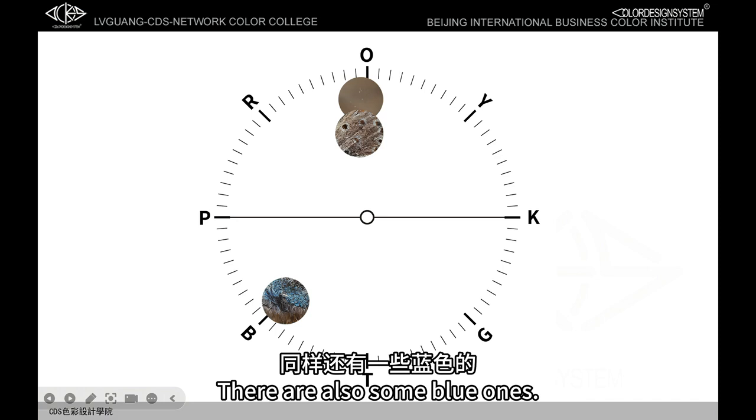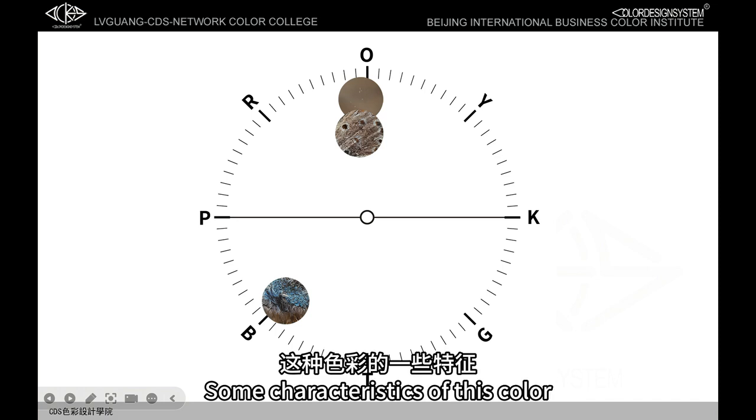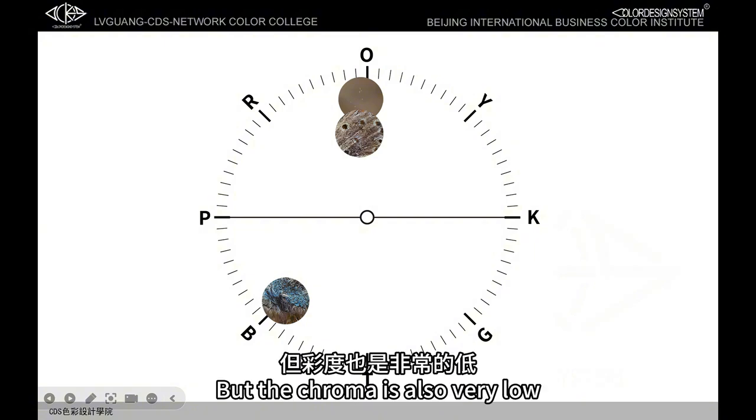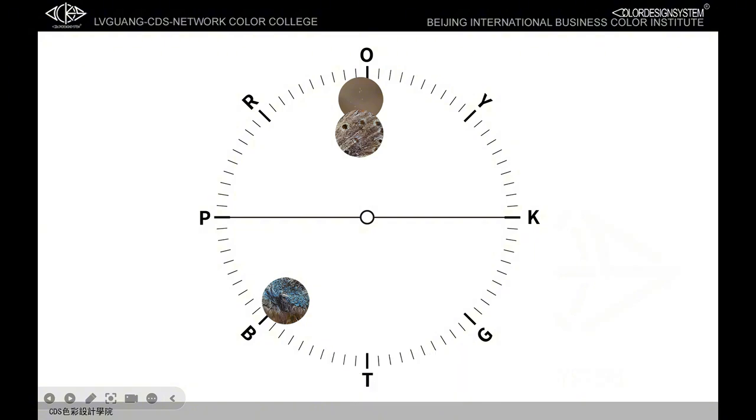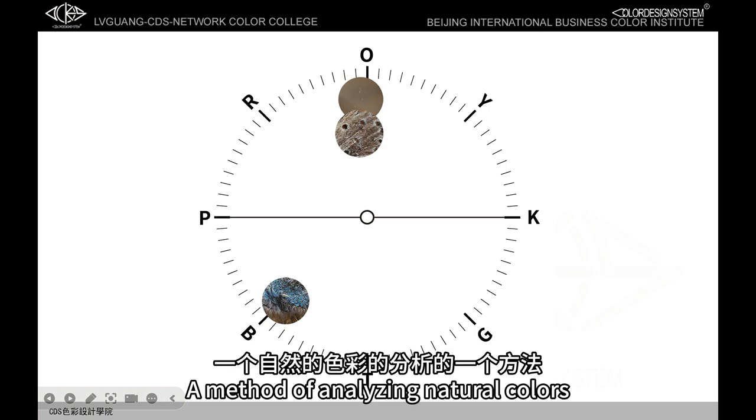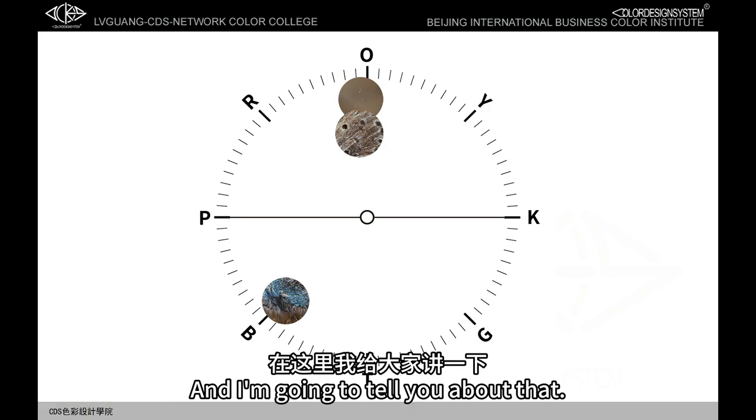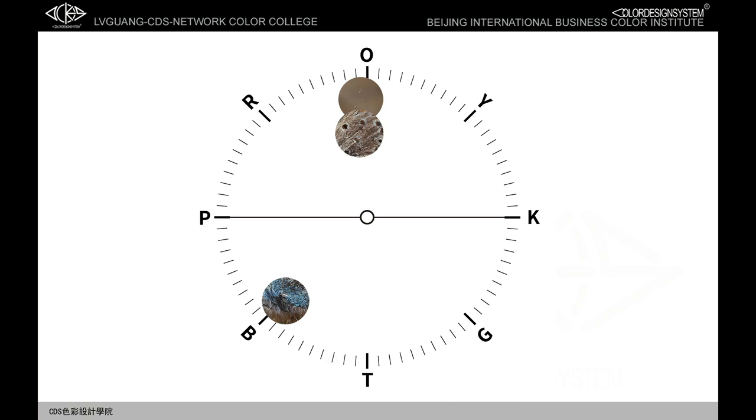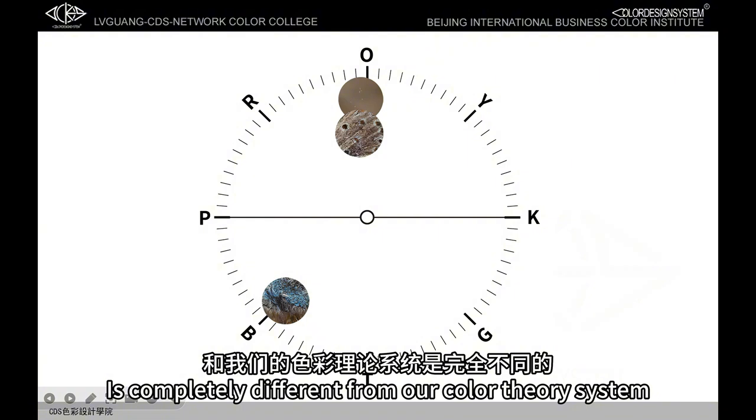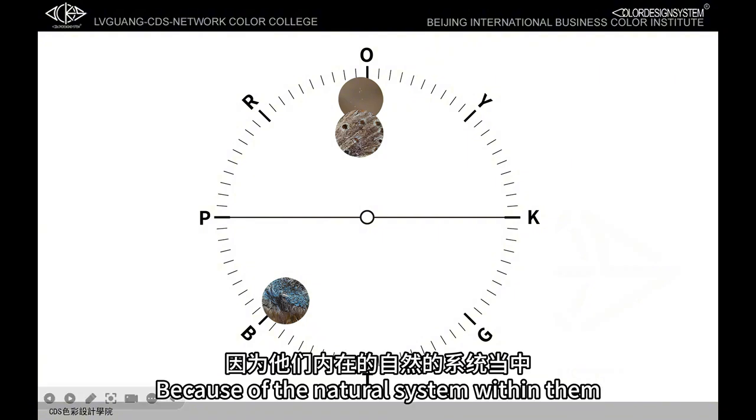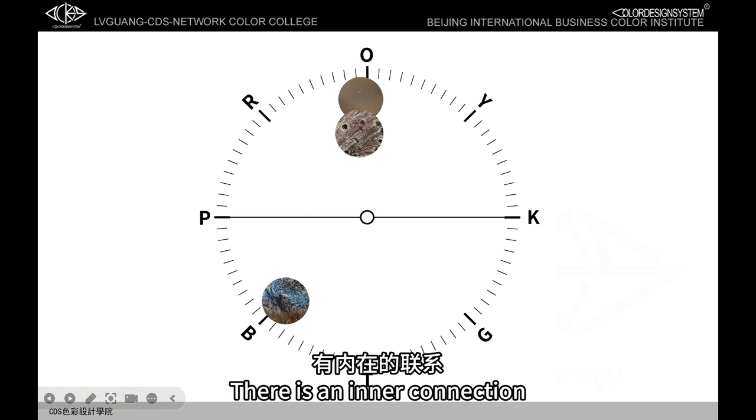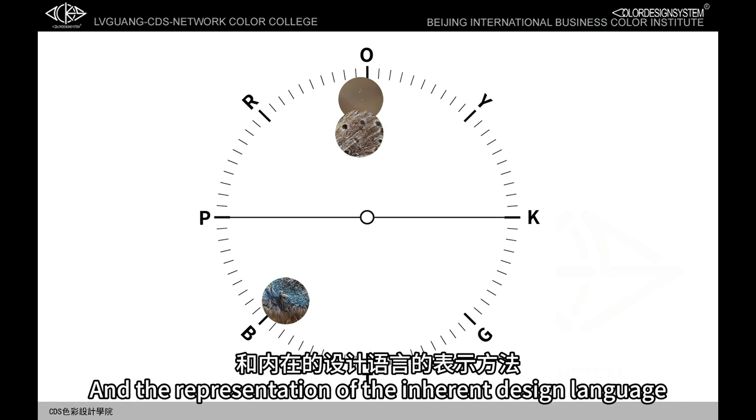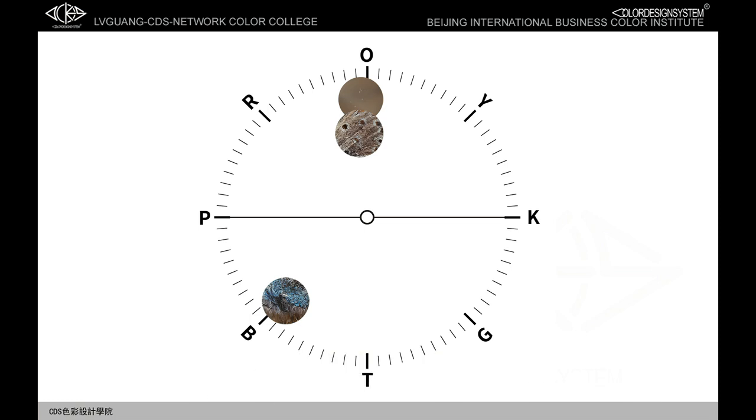There are also some blue ones. Some characteristics of this color: it's also neutral, but the chroma is also very low. So we will get a method of analyzing natural colors, and I'm going to tell you about that. If you use any other color design systems, the conclusion of their color analysis is completely different from our color theory system. Because of the natural system within them, there is an interconnection, and the representation of the inherent design language, and guidance on its application.